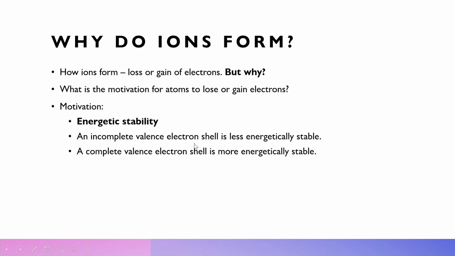What is a valence electron shell? A valence electron shell is the outermost electron shell of an atom. It is the electron shell that is furthest away from the atomic nucleus.